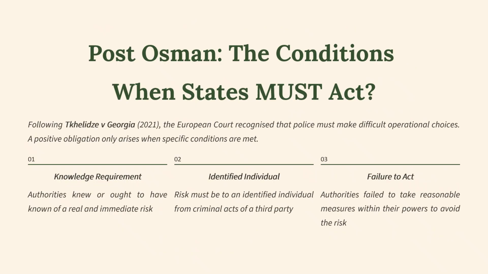Post-Osman, the conditions when states must act follow this particular case of Tkhelidze versus Georgia in 2021. The European Court recognised that police must make difficult operational choices. A positive obligation only arises when specific conditions are met. The knowledge requirement: authorities knew or ought to have known of a real and immediate risk. Identified individual: the risk must be to an identified individual from criminal acts of a third party. And there's a failure to act: authorities fail to take reasonable measures within their powers to avoid the risk.